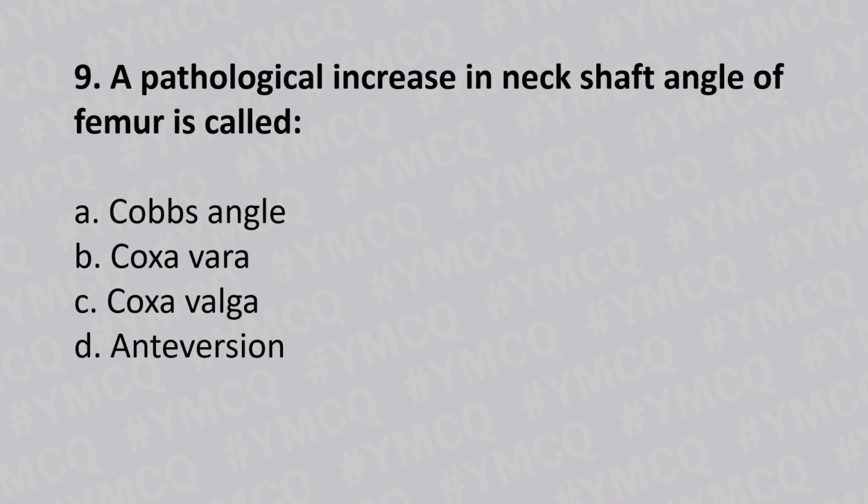A pathological increase of the neck shaft angle of the femur is called option A Cobb's angle, option B coxa vara, option C coxa valga, option D anteversion, and the answer is option C coxa valga. Moving to our 10th question.